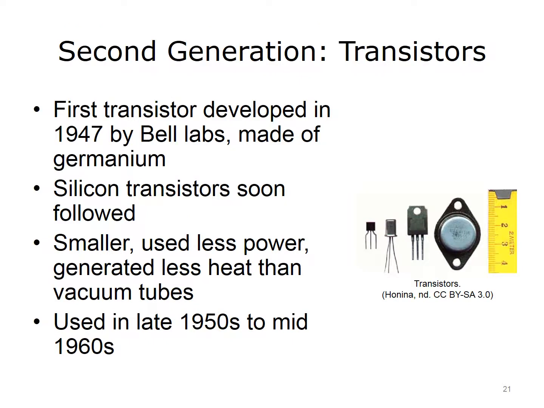Second-generation computers used transistors. The first transistor was developed in 1947 in Bell Laboratories, and it was made of germanium. Silicon transistors soon followed. These transistors were smaller, used less power, and generated less heat than vacuum tubes. Second-generation computers spanned the period from the late 1950s to the mid-1960s.